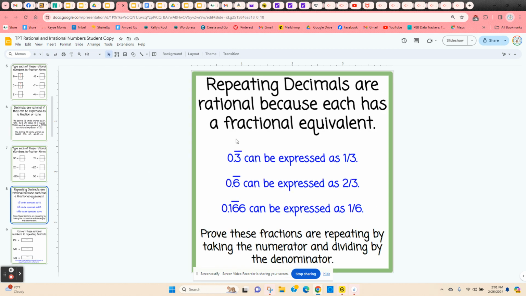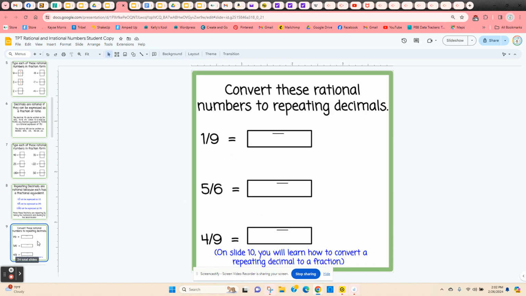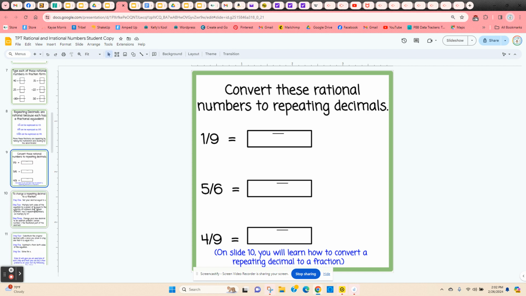Repeating decimals are also rational because they can be equivalent to fractions. So all of these repeating decimals are fractions. And students are going to show this on the next slide. They're going to take their calculator and take 1 divided by 9, and then just type in the repeating decimal. Then 5 divided by 6, 4 divided by 9, and show that those are rational.